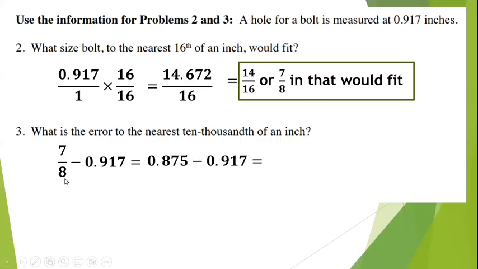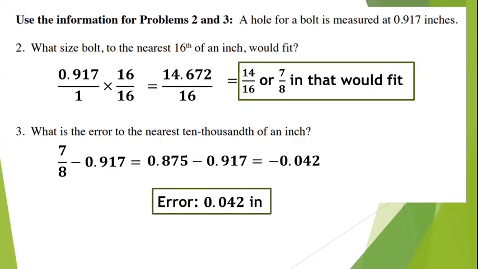So 7/8, if we do 7 divided by 8, we get the decimal equivalent of 0.875. Subtract off the 0.917, and we get negative 0.042. All right, so 42 thousandths of an inch. Now, our error is always going to be given as a positive value because we're just saying what is the difference between these two values. So even though we got a negative here, I'm still going to report the error as a positive value because error is always given as a positive number. So the error then is about 42 thousandths of an inch.